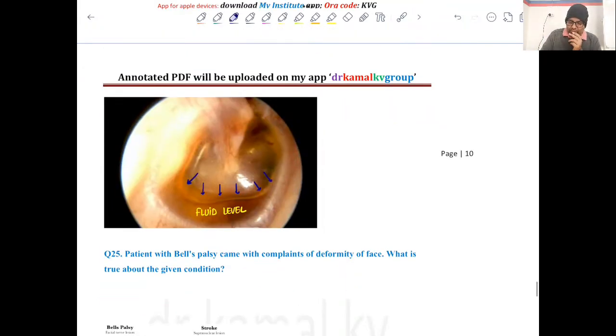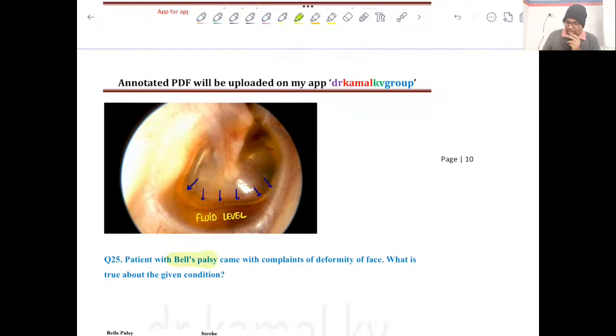Now, a patient with Bell's palsy comes to you with deformity of face. Now, what type of paralysis is this? Bell's palsy is what? Upper motor or lower motor? Of course, this is cranial nerve 7th affection, and this is lower motor neuron palsy. Clear? So, very good, Mohammed Anas. This is lower motor neuron 7th nerve palsy.